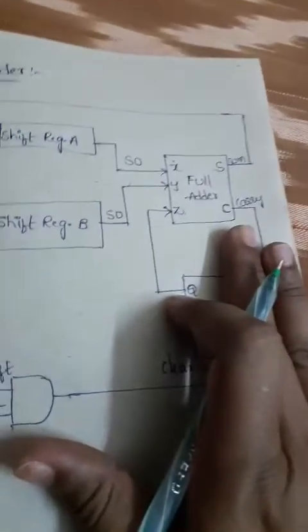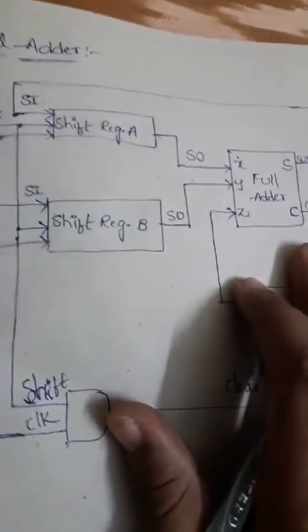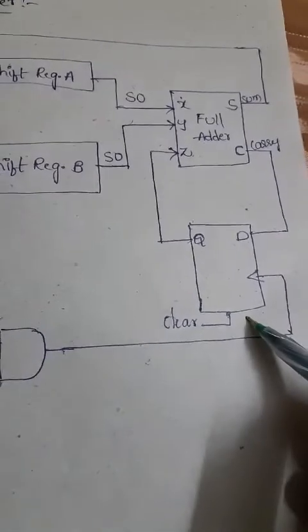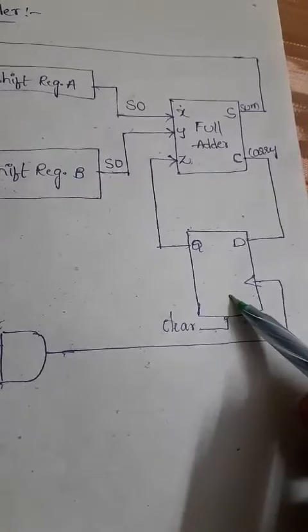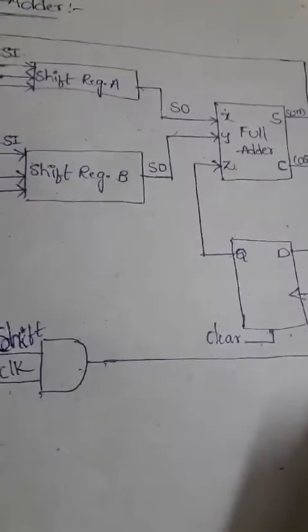We already know about the full adder explanation. So go and check the third unit, combinational circuits, where the full adder concept is covered. We are using a D flip flop here. This is the clear pin for the D flip flop for reset operation, and here we connect the AND gate output as the clock pulse for the D flip flop.